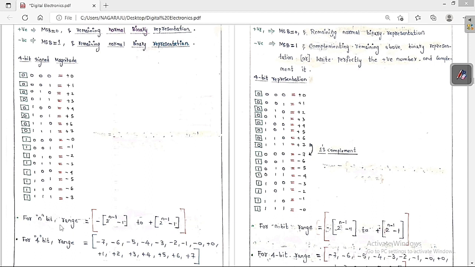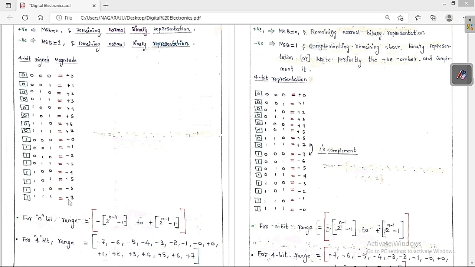So for my number of bits n, the range covered is minus 2 to the power of n minus 1 to plus 2 to the power of n minus 1 minus 1, because out of these n bits, one bit we are going to use to represent the sign magnitude. The remaining bits are n minus 1. So the range of numbers it can represent is minus 2 to the power of n minus 1 to plus 2 to the power of n minus 1 minus 1.